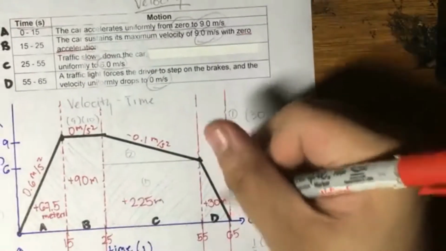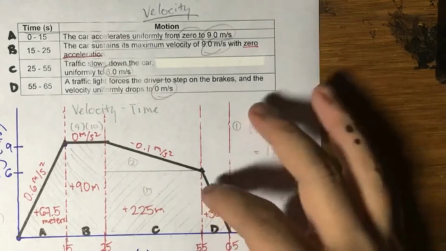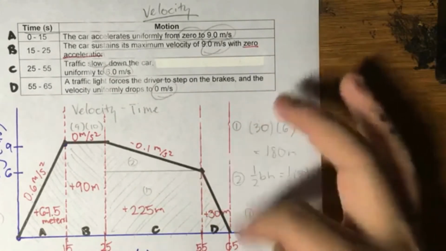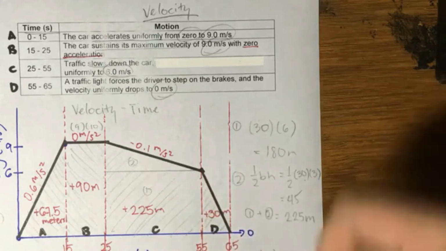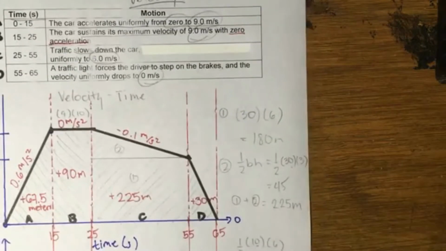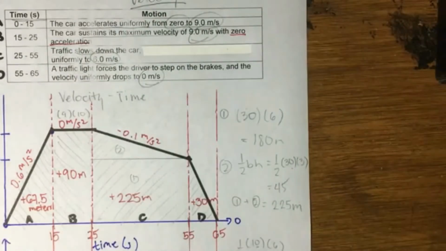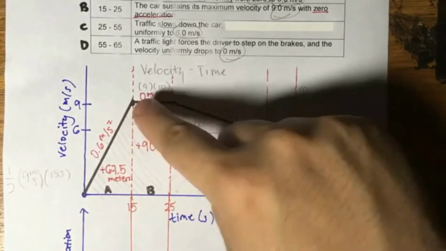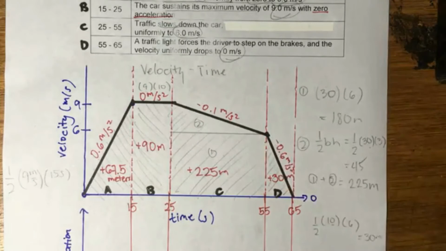And finally, at the very bottom, 30 meters. But I think the important value here, after all, is the velocity. So what is your rise? Your rise is 6 meters per second going down. What is your run? You ran 10 seconds going sideways. You are going to be given a value of -3/5. So 0.6, 0, -0.1, -0.6 meters per second squared.